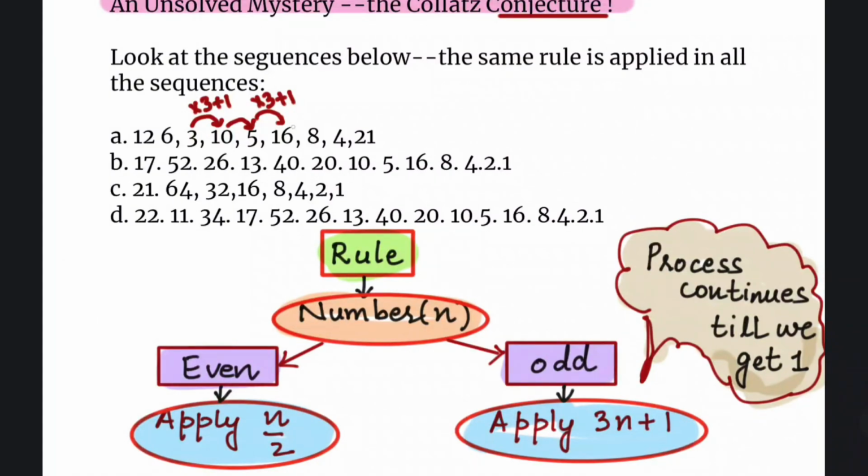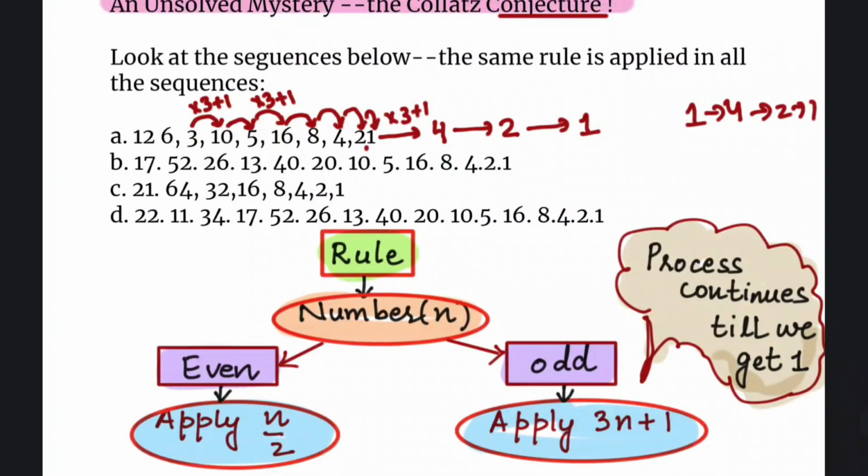16 again is an even number. So half of it is 8, half of it is 4, half is 2 and the last half is 1. 1 is an odd number, so when you multiply by 3 and add 1 to it, you will get 4. Again 4 is even, so we are getting 2, half of it. Again we are getting 1, so we are getting into a loop, that is 1, 4, 2 and 1.